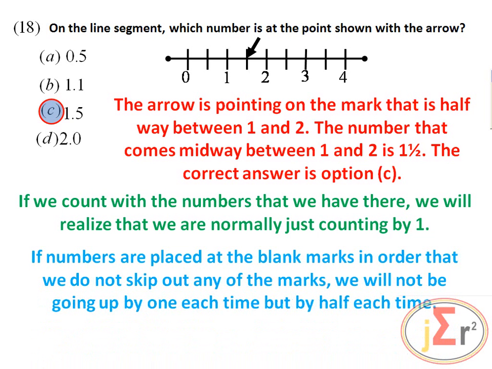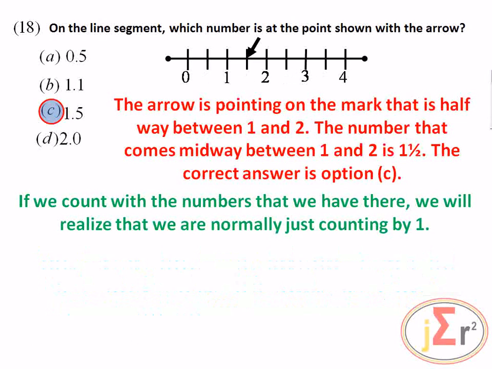If numbers are placed at the blank marks in order that we do not skip out any of the marks, we will not be going up by 1 each time, but by half each time. 0, then a half, then 1, then 1.5, then 2, 2.5, 3, then 3.5, 4.